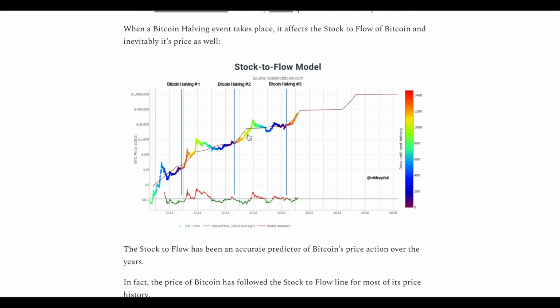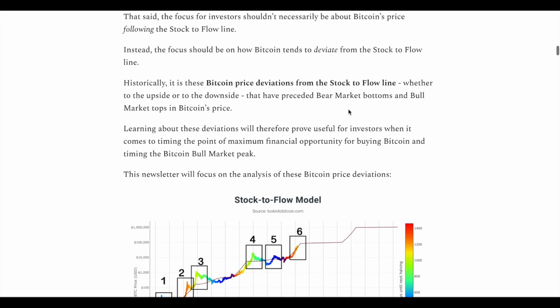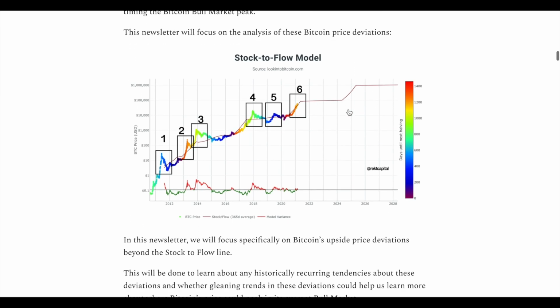And it doesn't only appreciate, it also appreciates to such a point that it deviates beyond the stock to flow line. You're seeing that this is happening already, perfectly following this stock to flow line. But over here, history is just showing how we tend to deviate beyond the stock to flow line after the halving, and it takes many months after the halving for this deviation to occur. So we're probably going to see this deviation occur many months in the future.